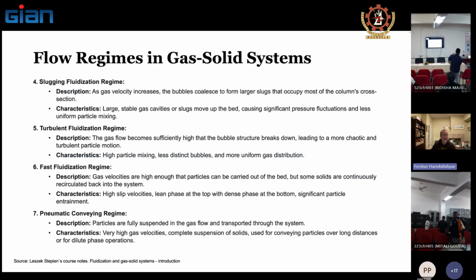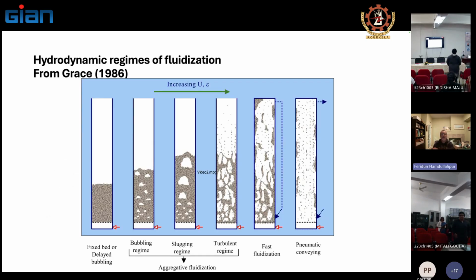I think, yeah, I covered these. You will have your slides. Again, this is a very famous diagram by one of the fathers of fluidization, the late Professor John Grace, and this is another very clear illustration of how we go from fixed bed to a bubbling regime to slugging, turbulent, fast, and pneumatic.